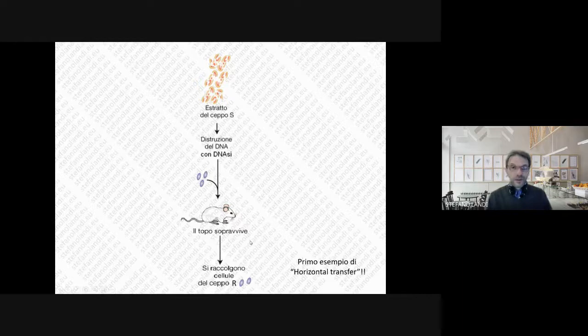So this was a nice experiment, one of the experiments among the others, strongly suggesting that the DNA was the depository of the genetic information.